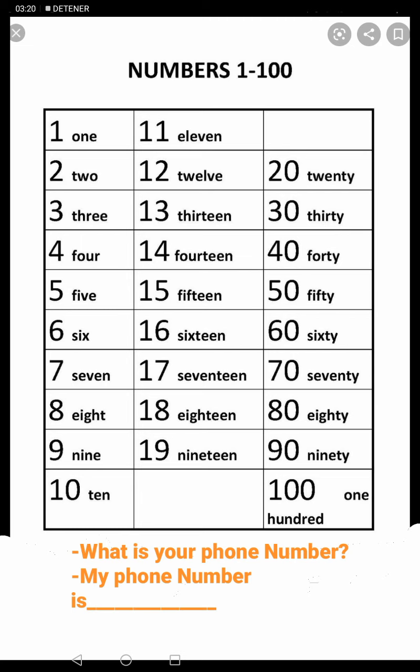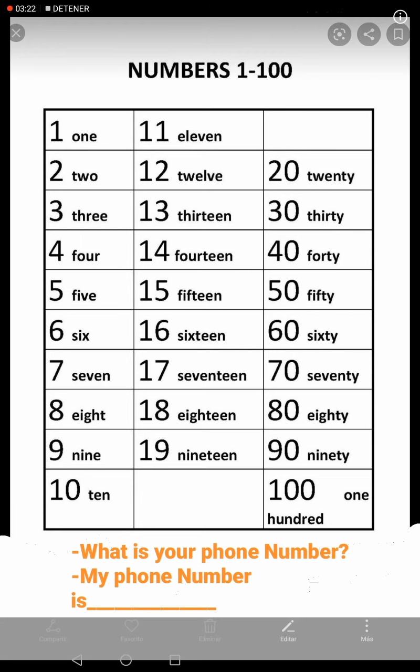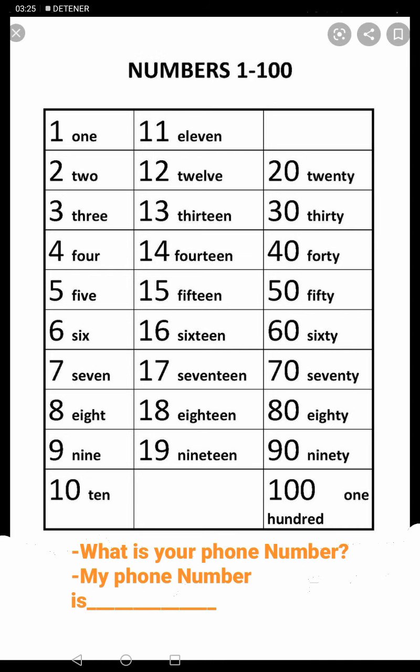Only one number. And then we have from 11 to 19. This is like del 11 al 19. So it sounds like 11, 12, 13, 14, 15, 16, 17, 18, and 19. If you pay attention to the numbers from 13 to 19, they end with T, double E, and N. And this is like the sound of teen.